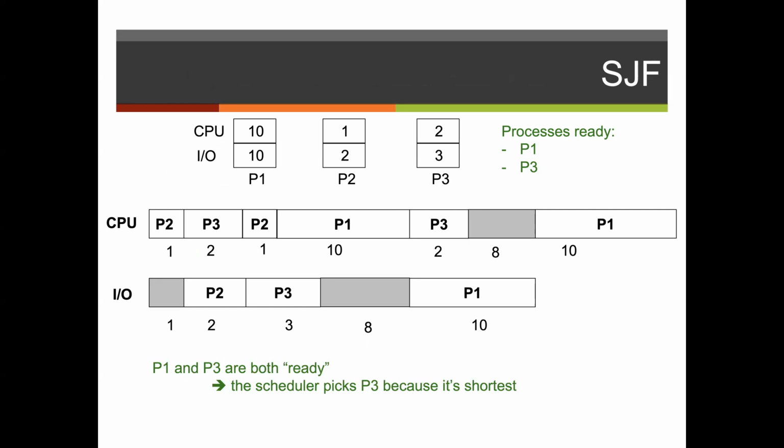And so P1 and P3 are then both considered to be ready. Comparing the two, we see P3 has a value of 2, P1 has a value of 10. And so in this case, P3 is going to be picked. And so now with P1 being the only process remaining, it is now ready to execute.